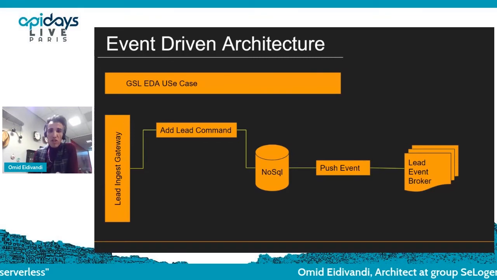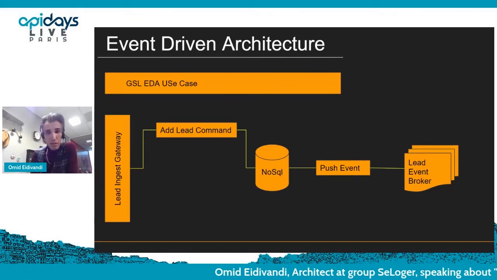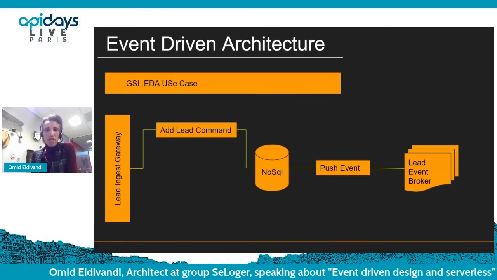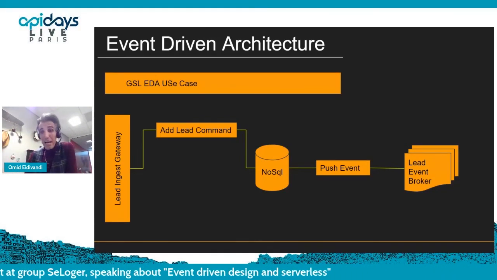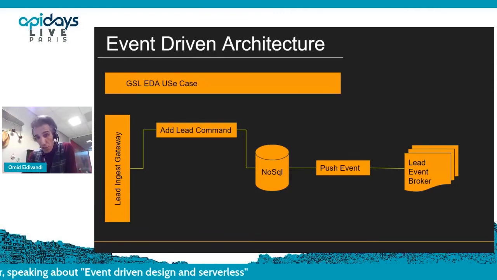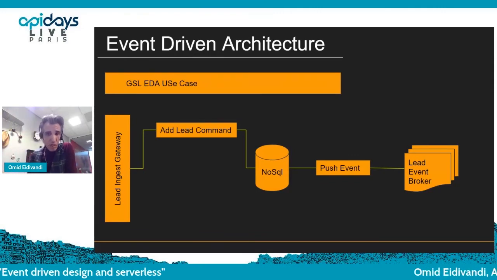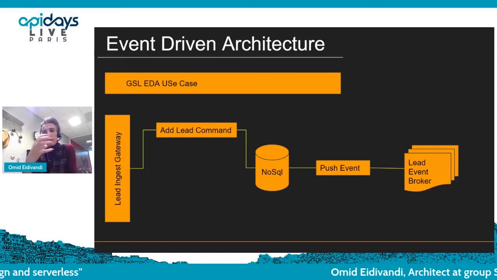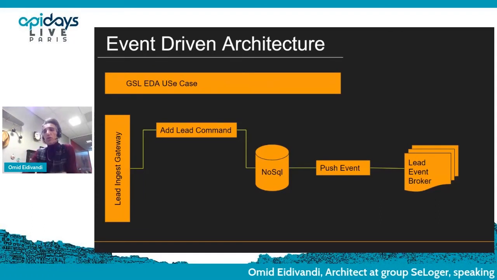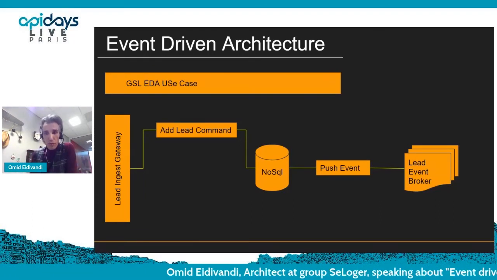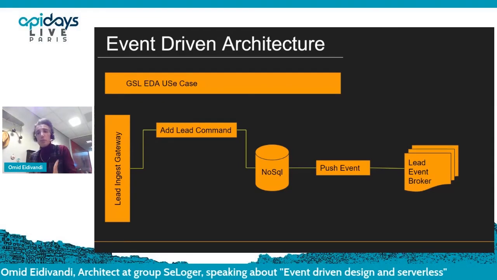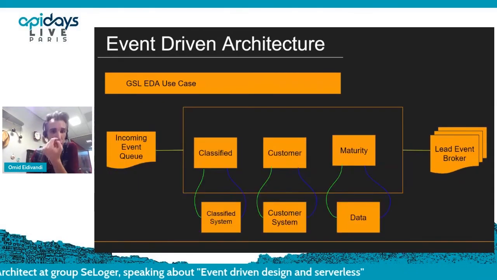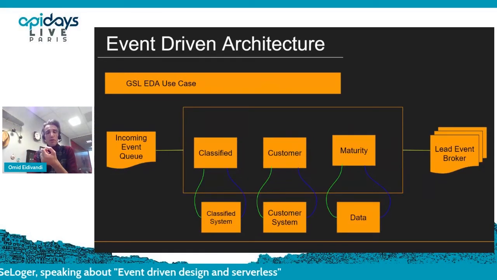The NoSQL database engine automatically triggers another function, the push event function. This push event function looks at why the trigger happened: is it an update, a new item, or a deletion? It prepares the desired event and pushes that event to a broker. This is a publish-subscribe broker, and the subscriber of this broker is our routing part, or processing part.